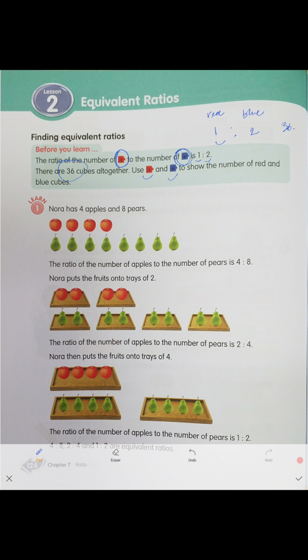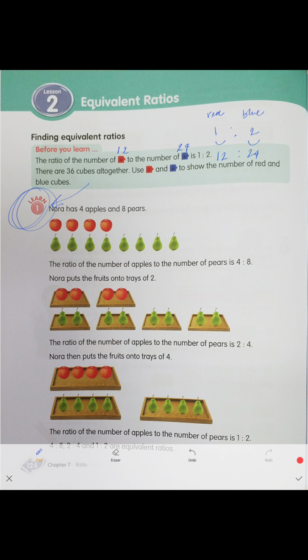So basically, we have 3 units or 3 groups that become 36. So we divide 36 by 3, and it's going to be 12. So this is 12, and this is 24. There are 12 red ones and there are 24 blue ones. Okay, so in order to understand this concept closely, we can now learn.